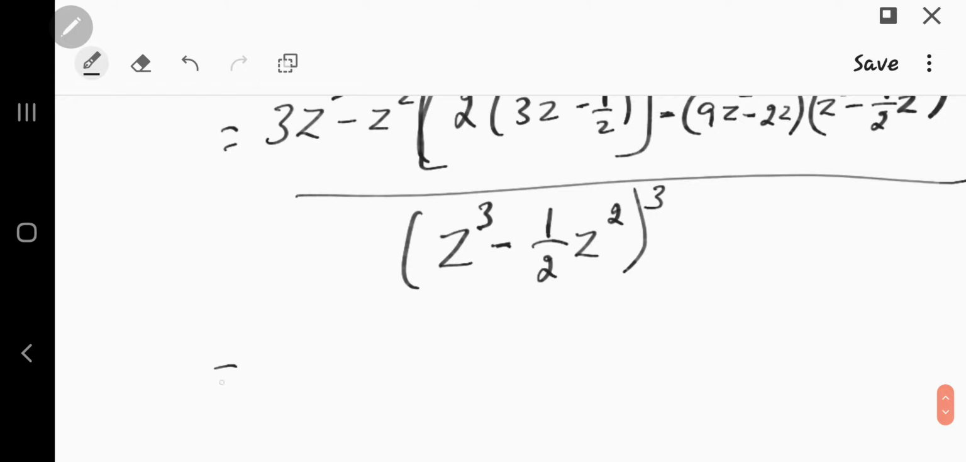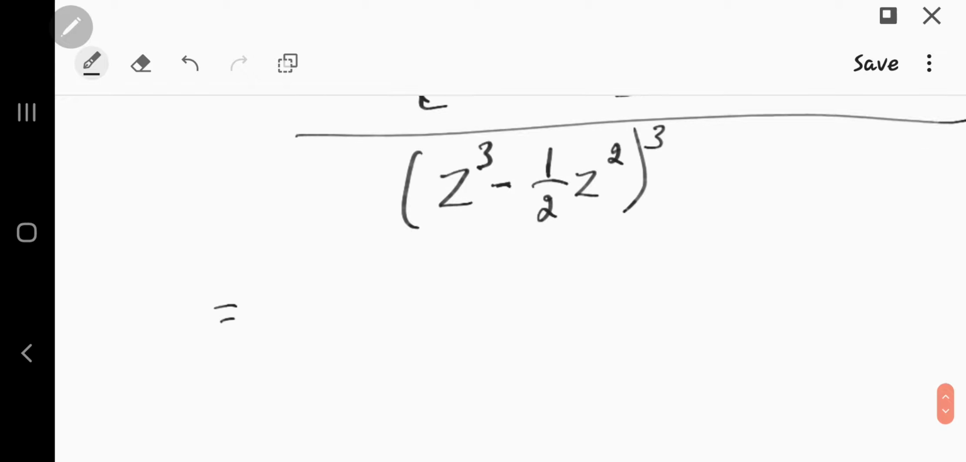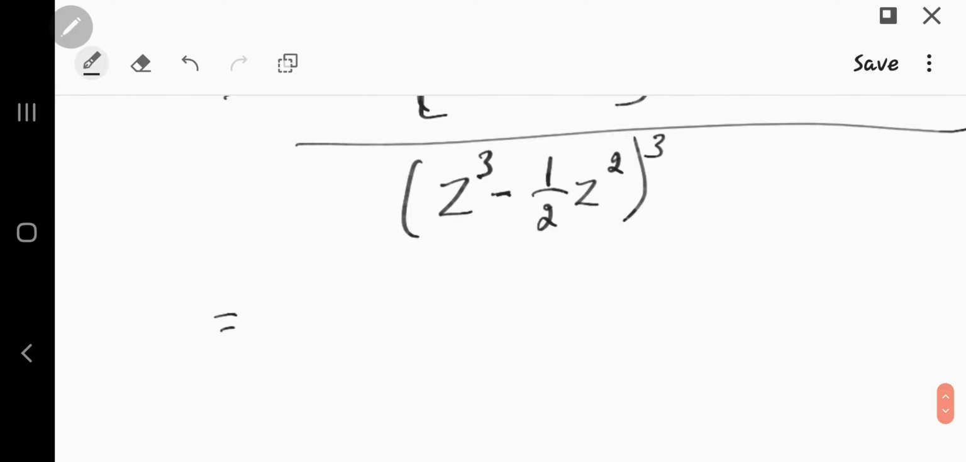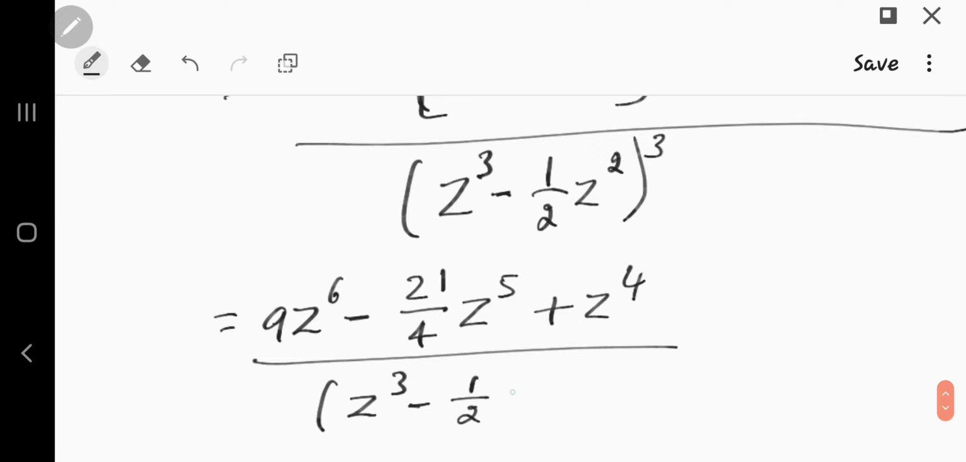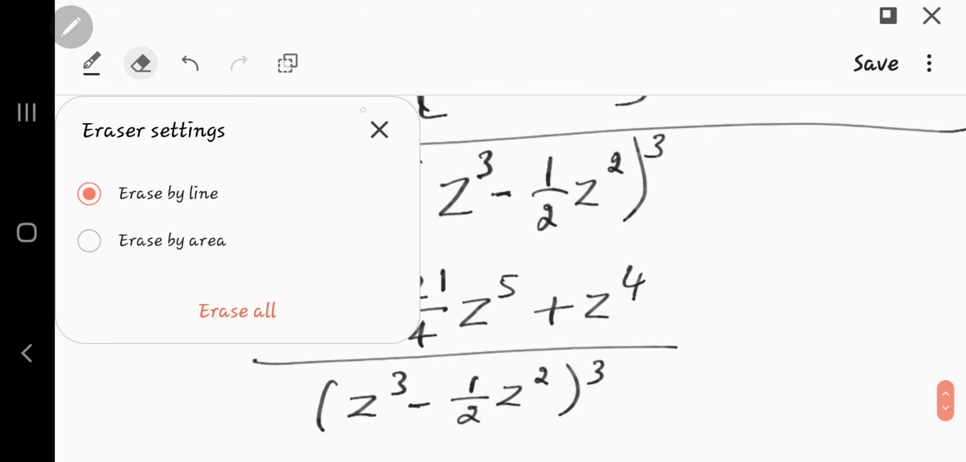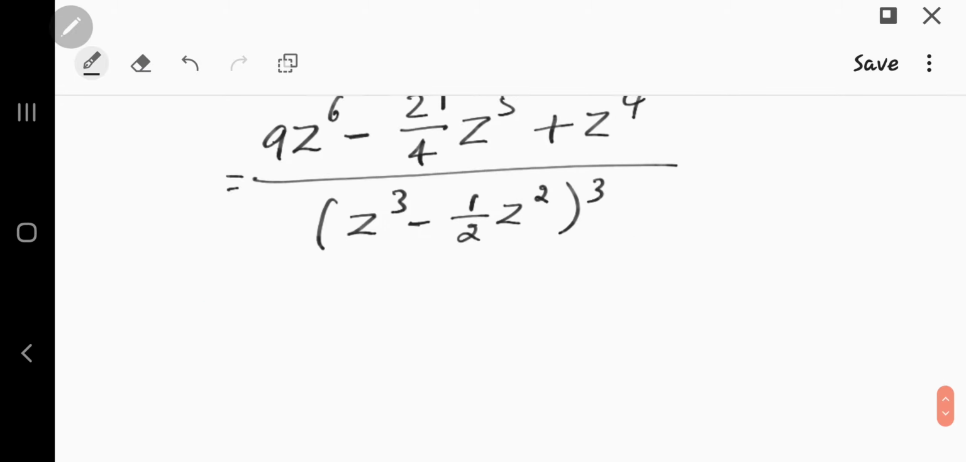Now if you keep simplifying this, you are supposed to get something like this: 9z to the power of 6 minus 21 by 4 z to the power of 5 plus z to the power of 4 divided by z cube minus 1 by 2 z square whole cube. So this is the X of z value.